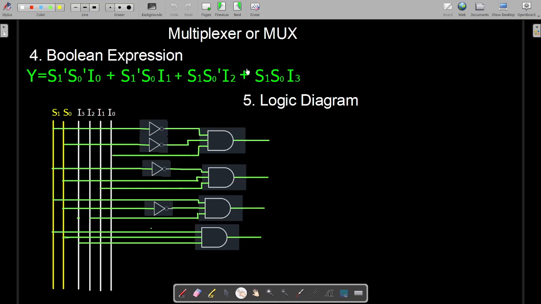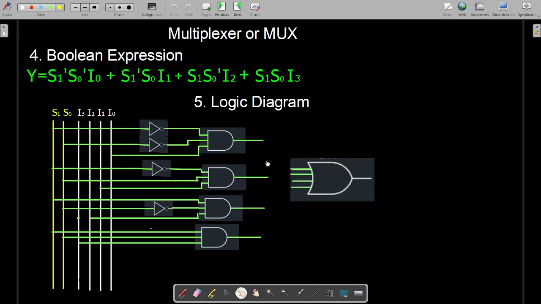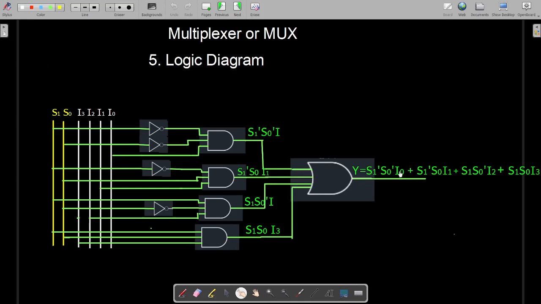Then they are connected using this plus sign, isn't it? In between these four combinations, we have the plus. Plus is nothing but the OR operator. So they are ORed. They are connected using this OR gate. And finally we got the output here. So that output expression can be written like this, which is the Boolean expression already we got, right? So in this way we have constructed the 4x1 MUX.